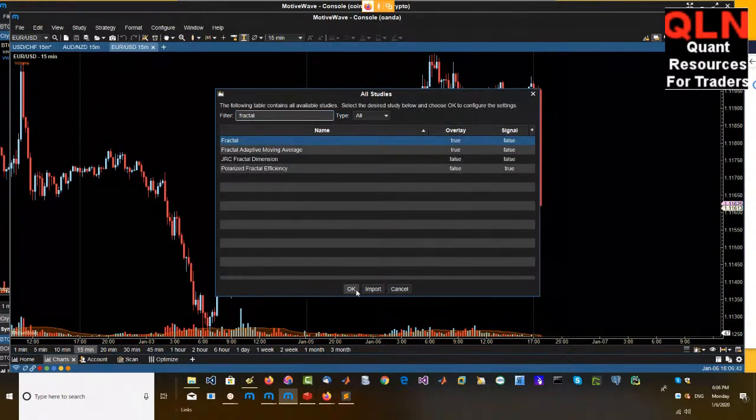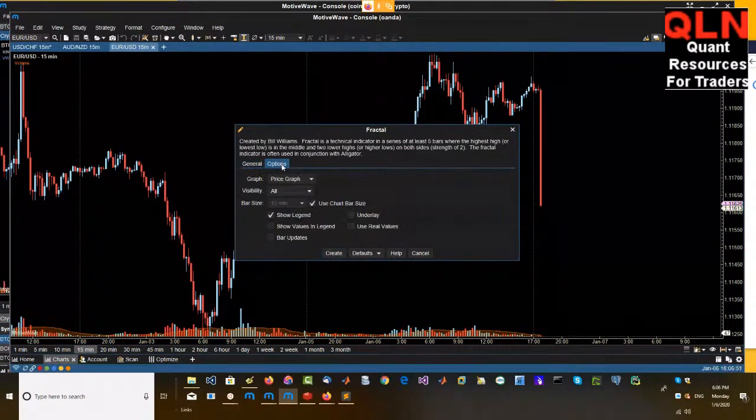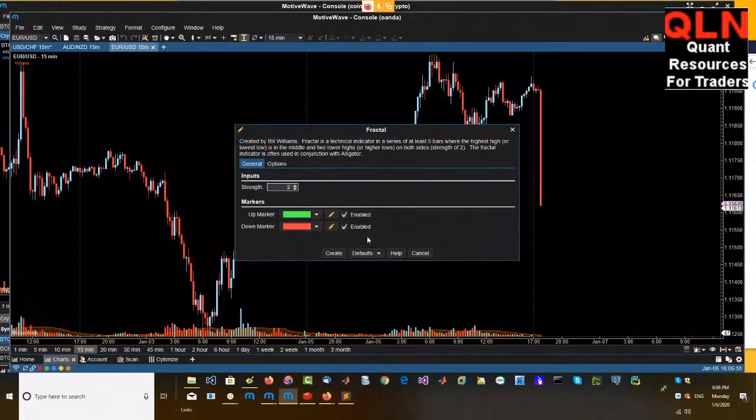So let's look at a standard fractal. Here are our options. We just have up markers and down markers. Again, these are for signaling purposes. We have our options here, but there are no signals that can be generated from this. But again, we can code that up, hopefully, if the source code is available for this study.